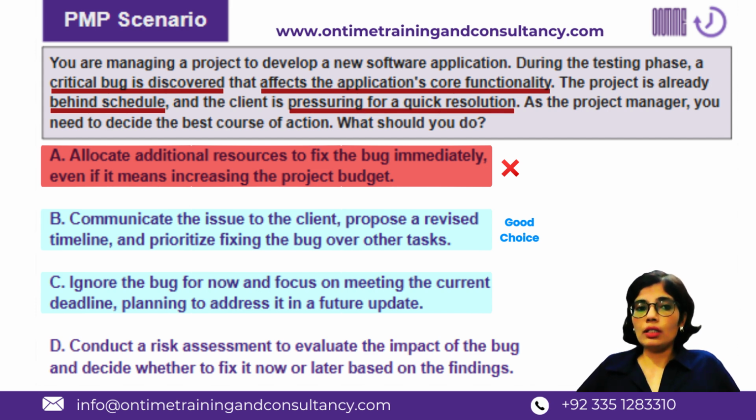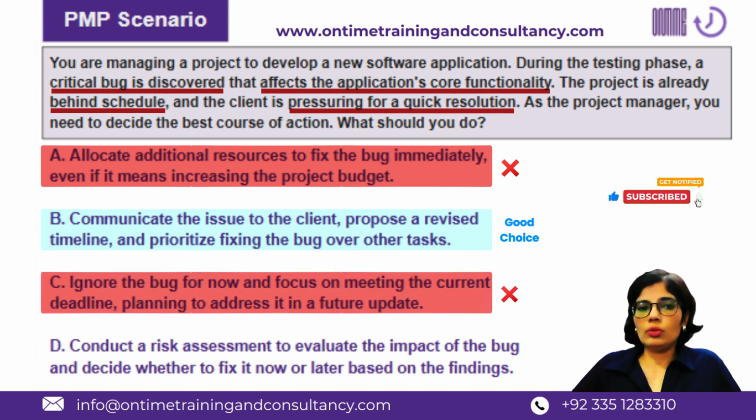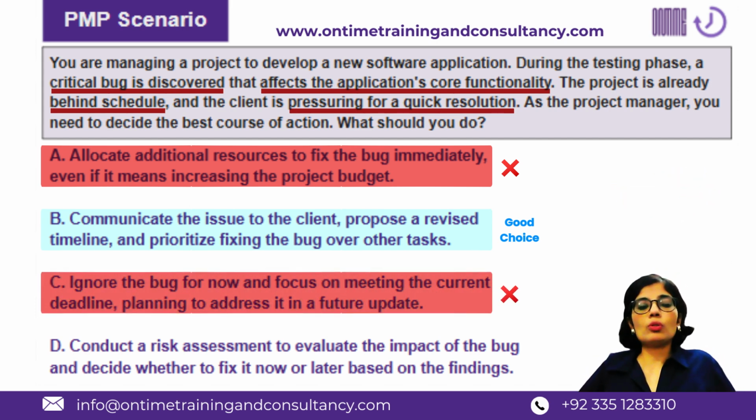Because if the bug is there and it may impact the project timelines, and it may affect the project's core functionality, then of course you need to consider that, you need to check that, you need to understand how it may impact the project deadlines and delivery dates and all. So option C definitely is not the right thing to do, and option C is out.